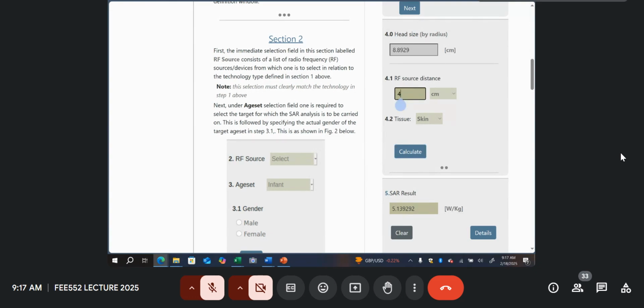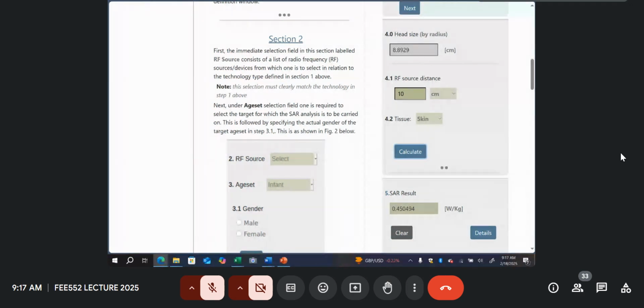Now let's change the distance. So how far can we be? 10 centimeters away. You see how drastic it goes. 10 centimeters away now, it is 0.45. So you are safe. Right? So that's why we're talking about health and safety.